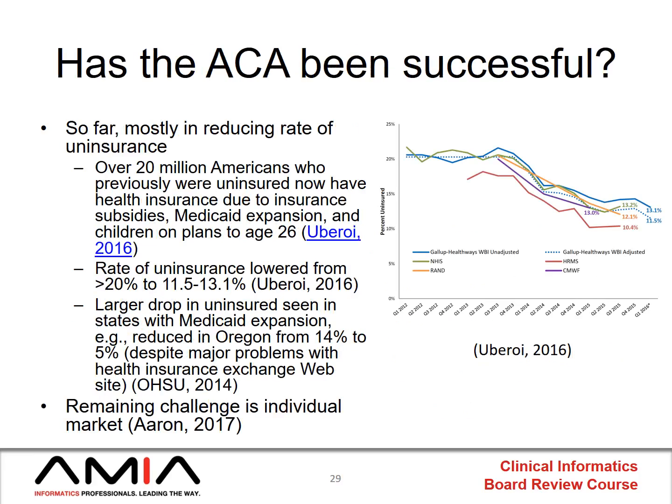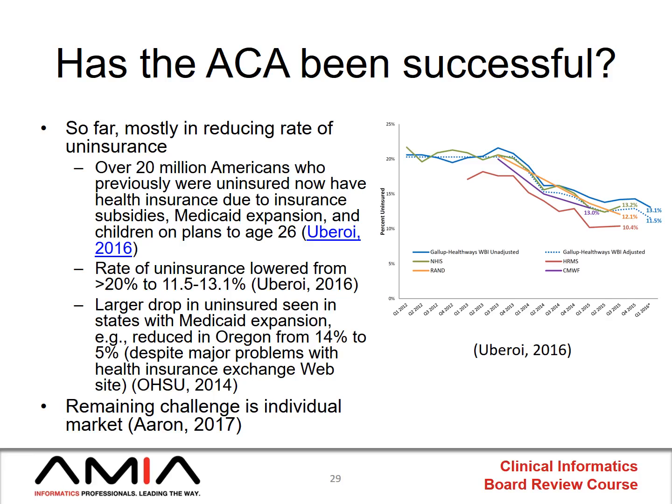Has the Affordable Care Act been successful? Well, certainly in one regard it has, which has been in reducing the rate of uninsurance. Over 20 million Americans who previously were uninsured now have health insurance due to insurance subsidies, Medicaid expansion, and children being able to stay on parents' plans until age 26.